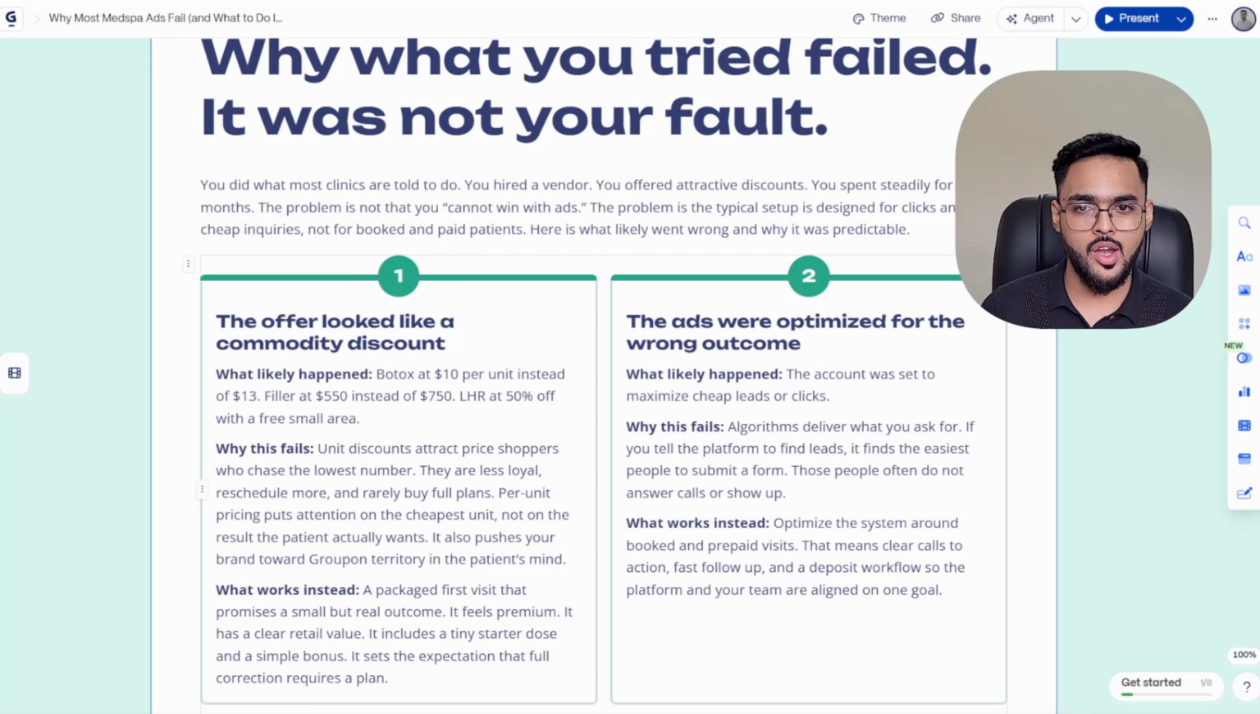Because think about it, if you're offering per unit Botox at $10 instead of 13, the people you're going to attract will switch up on you as soon as they see another clinic providing the same thing for $9 instead of 10. Think about it. So what works instead is packaging. For example, a turn back time talks package that bundles 10 units with a skin analysis and skincare credit. It feels like an experience, not a coupon.